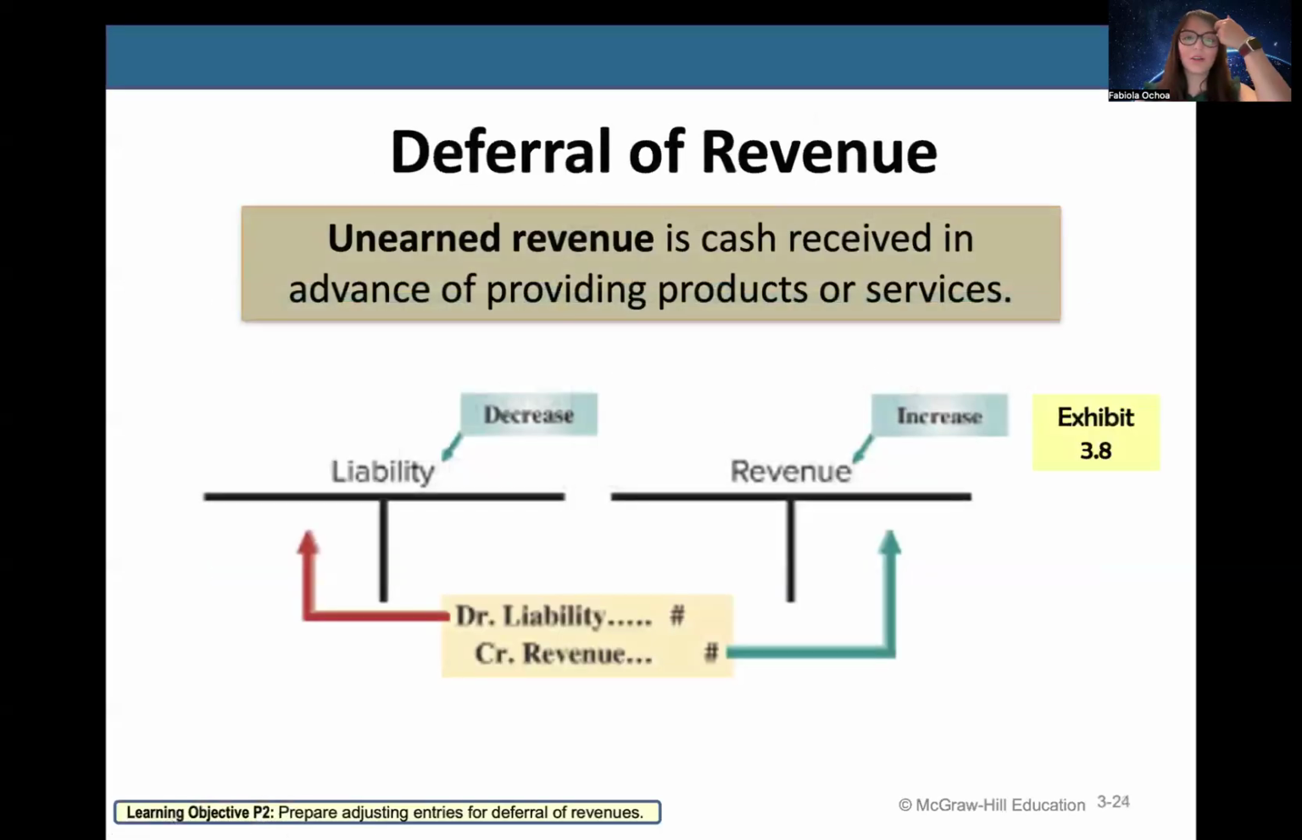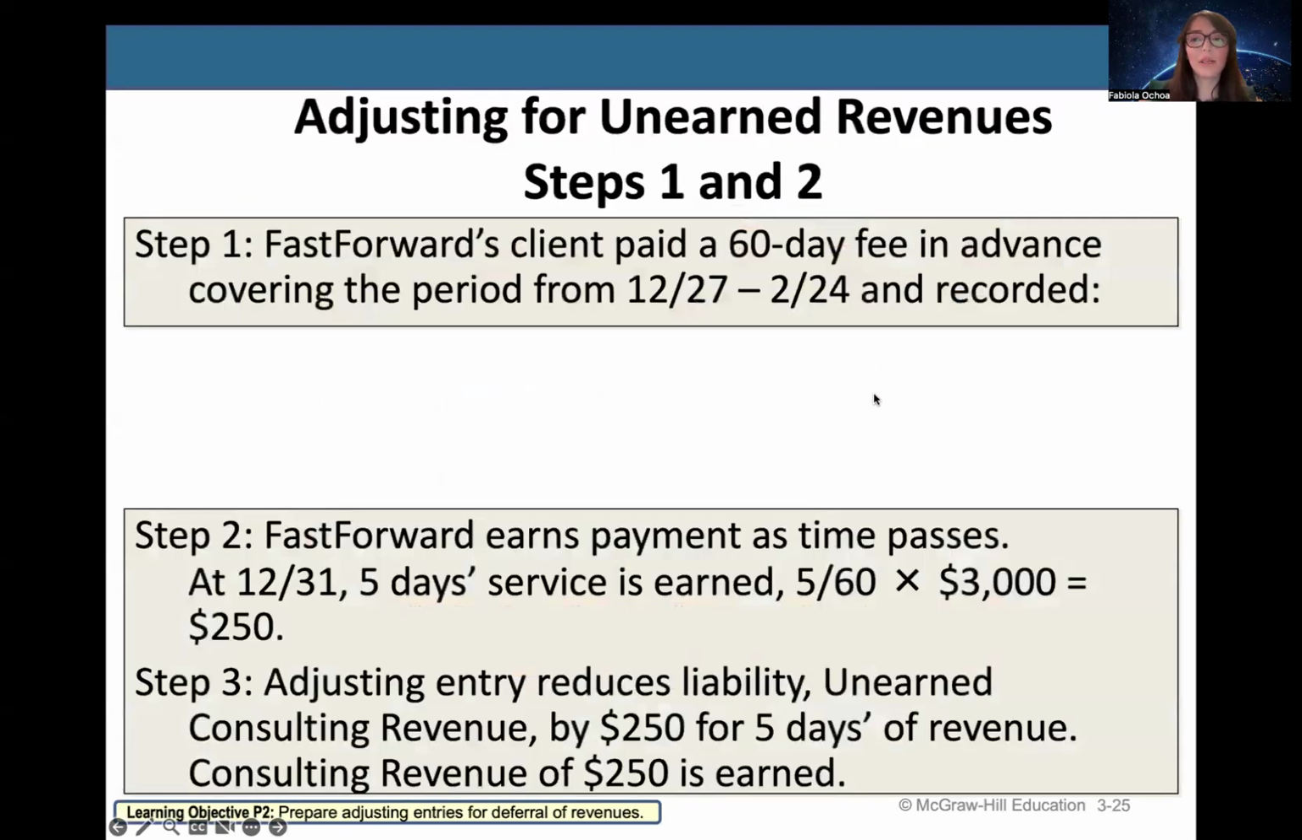So now we are going to go over the deferral of revenue. We have something called unearned revenue, which I have explained earlier in this video, is cash received in advance of providing products or services. Now we need to make adjustments for these unearned revenues because although you might have received cash up front, you're going to earn that money once you complete the service. So that is why we need an adjusting journal entry.